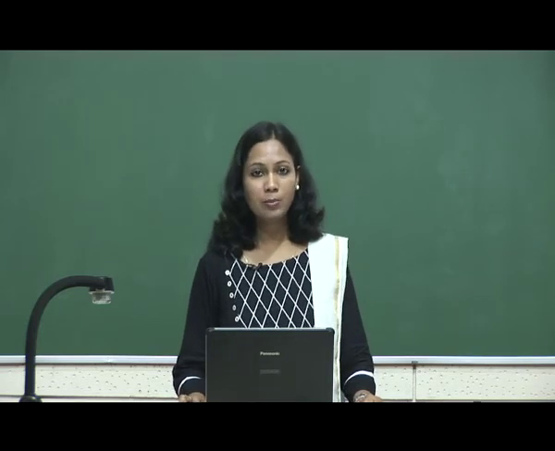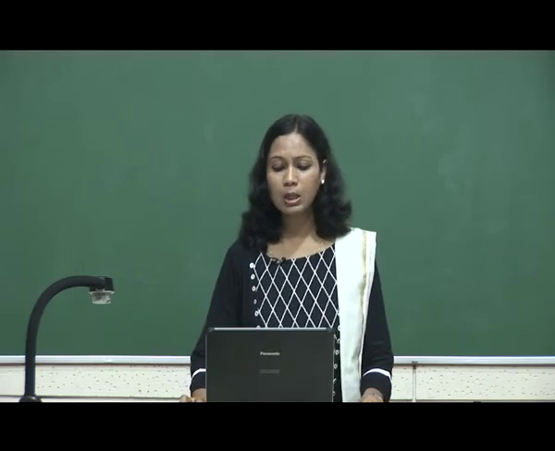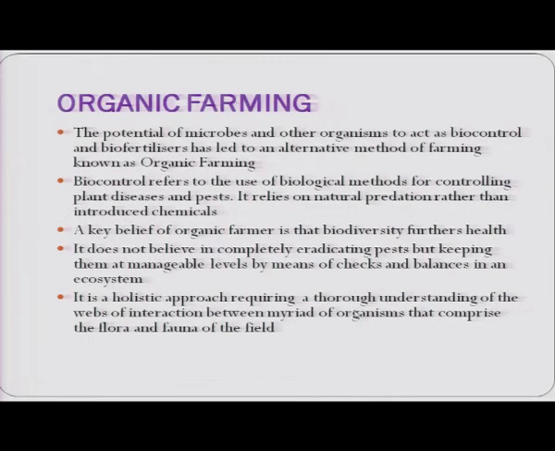So, organic farming can be referred to as a holistic approach requiring a thorough understanding of the webs of interaction between myriads of organisms that comprise the flora and fauna of the field. Organic farming is not very easy, and that is why we find bottlenecks in adopting this technique, because organic farming requires a holistic approach. It requires a thorough understanding of all the interactions between so many different kinds of organisms which are present in a field.